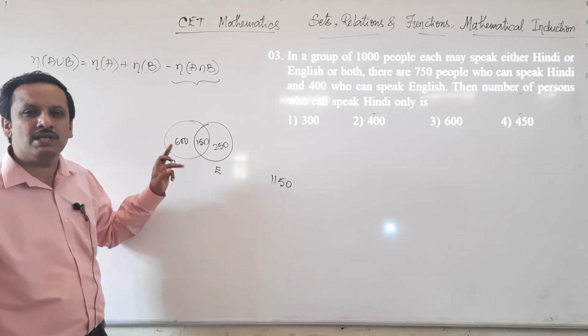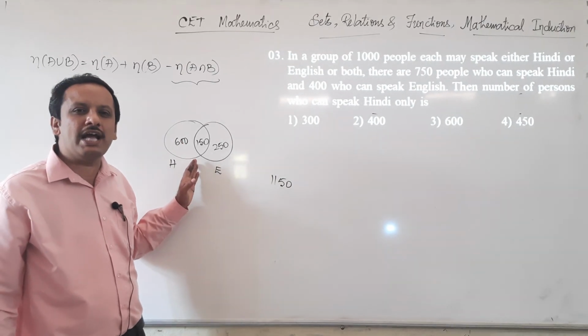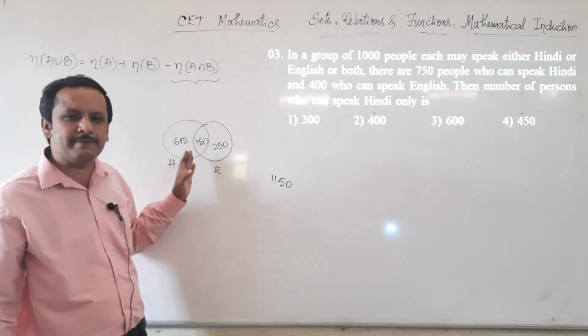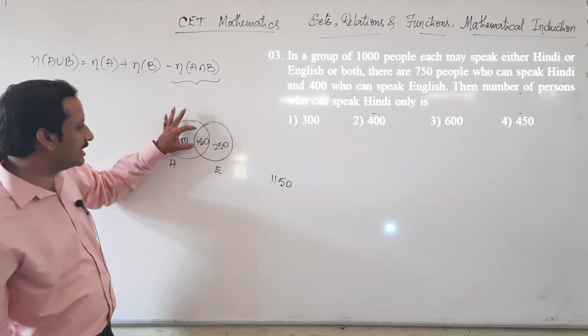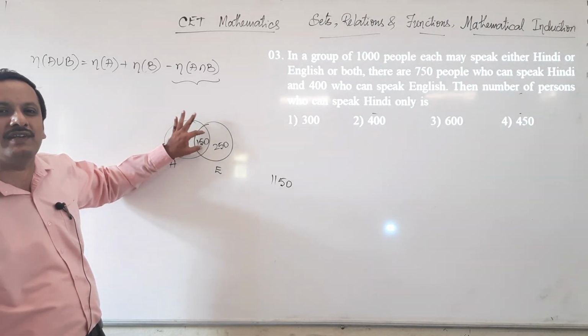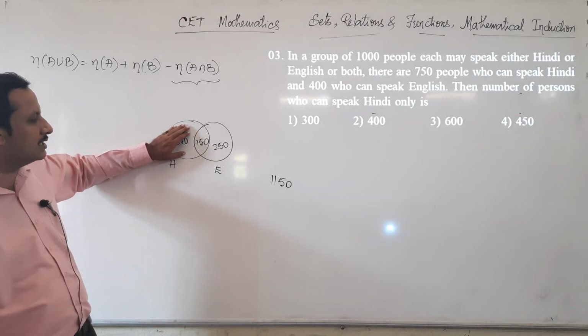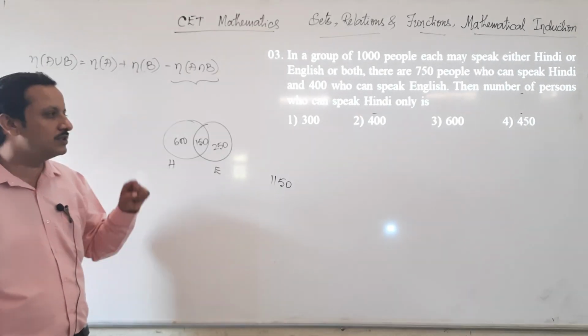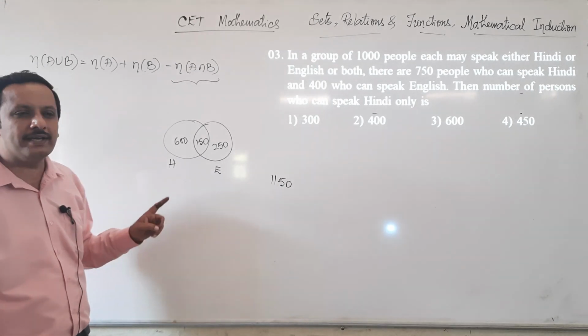Hindi only means they should belong to H and should not belong to E. Hindi only, should only speak Hindi and not English. See, if I consider these people, they speak Hindi as well as English. So I should consider only this. So how many? 600. Third option is the answer. So there are 600 persons who speak Hindi only.